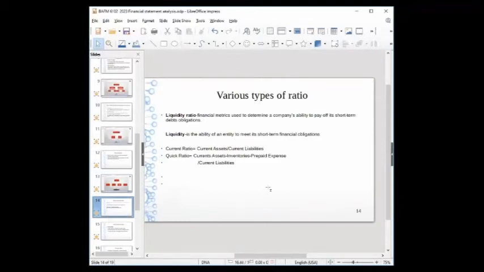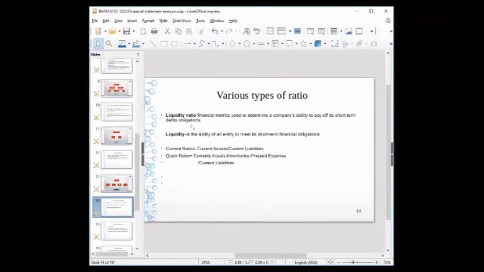So for these various types of ratio, like the liquidity ratio, this is a financial metric used to determine a company's ability to pay all its short-term debt obligations. So if the company has the capacity to pay its short-term obligations, then the company is said to be liquid. The opposite of liquid is illiquid. So liquidity means the ability of an entity to meet its short-term financial obligations.